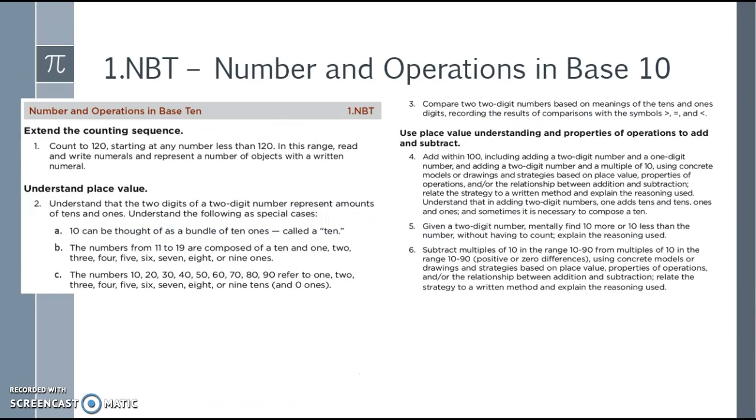Okay, moving to number and operations in base 10. So now we're going to extend counting to 120, and we can pick up at any place in between to get to 120. Understand place value. So knowing that we can bundle 10 units into a group of 10. Use place value and properties of operations to add and subtract using 2-digit numbers.